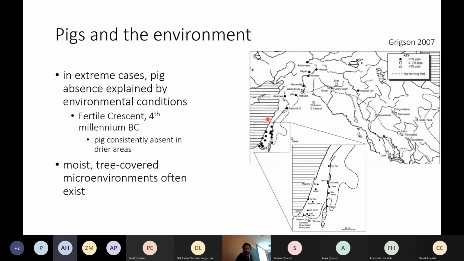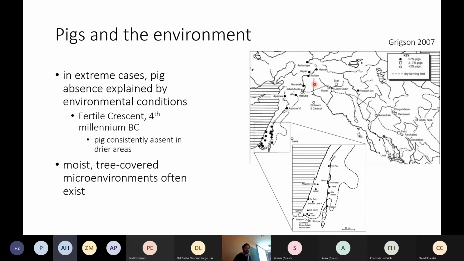Here you have in this map assemblages with little or no pig at all in white, and the black ones with a higher frequency of pigs. And you have the dry farming limit, which in this case relies on modern estimates, but in any case it does provide some sort of delimitation. And we can see that most of the white dots, the white sites, are to the south, and the sites with pig are all to the north of this line. So clearly something was going on here, and the environmental explanation seems to apply very much.